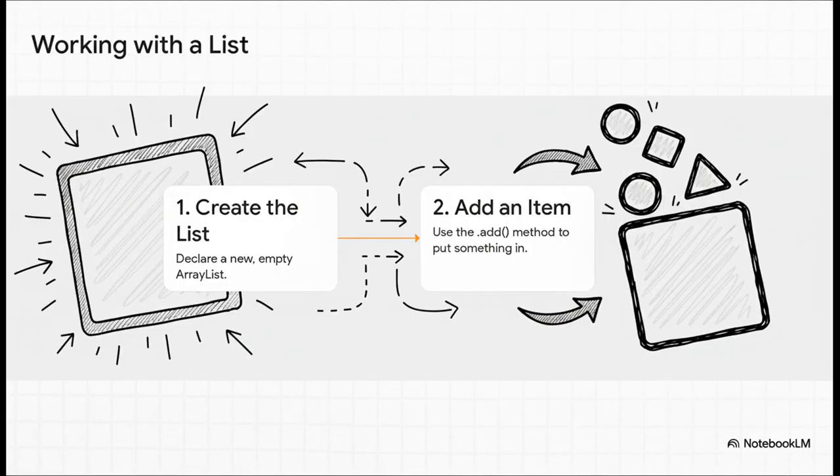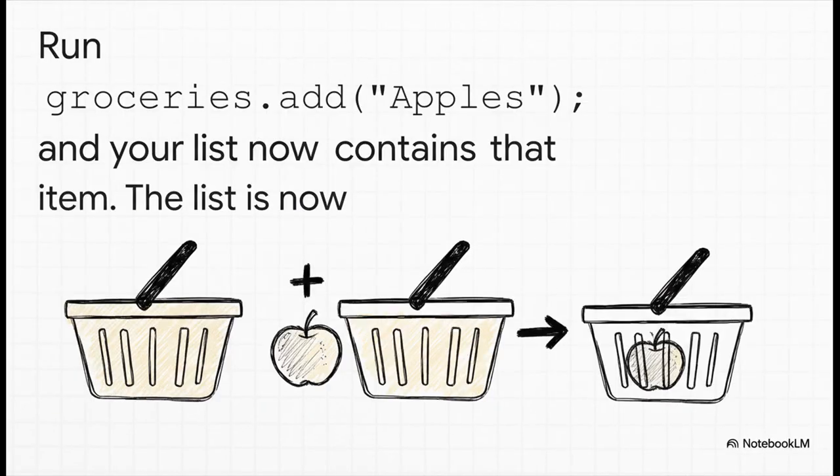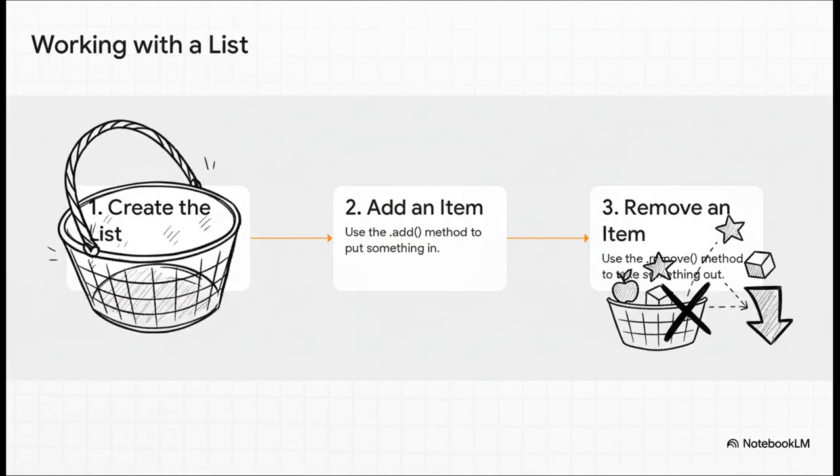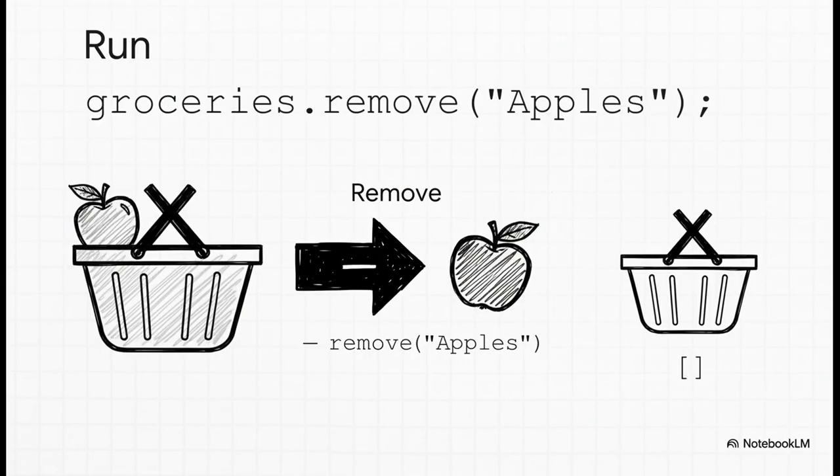Now, an empty list isn't very useful, so let's put something in it. To do that, we use a simple and really clearly named method, .add. So we just run the command groceries.add("Apples"), and instantly our once empty list grows and now holds the word apples. It is literally that simple. And just as easily as you can add items, you can take them away. For this, you probably guessed it, there's a .remove method. Let's say you changed your mind. You just tell the list groceries.remove("Apples"), it finds apples, takes it right out, and the list shrinks back down. Now it's empty again. Effortless.